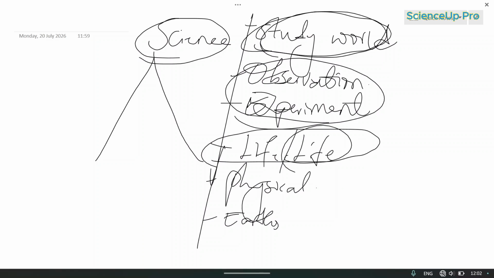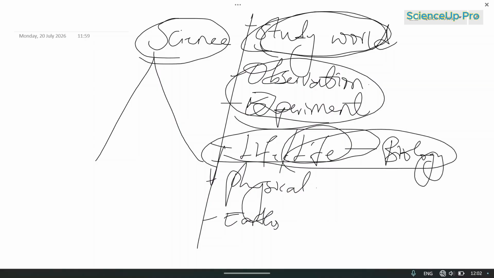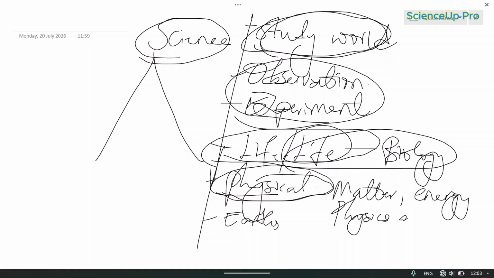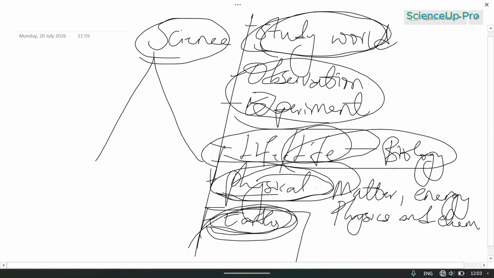Anything that is living. So biology falls into this branch. Biology falls in life science. We now talk about physical science. Physical science helps us to understand the physical world, matter and energy. Physics and chemistry fall under physical science. The last branch, earth science, studies the universe.